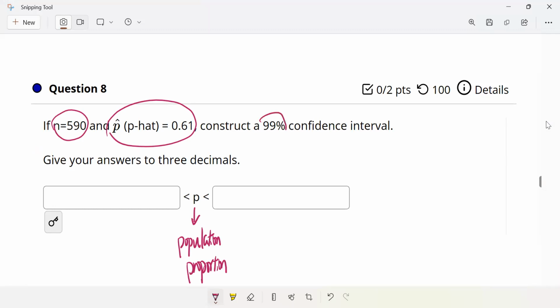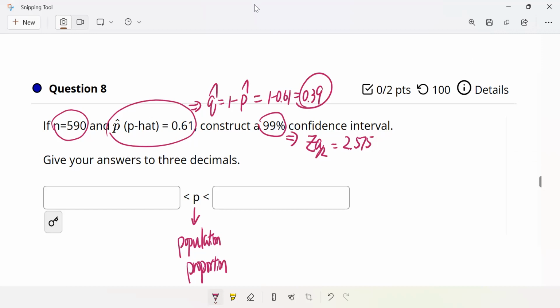And it's a 99% confidence. So that means the critical z-score is 2.57. So basically we have all of these numbers we need. And since we know p-hat, then we know q-hat. q-hat is 1 minus p-hat, 1 minus 0.61, 0.39.